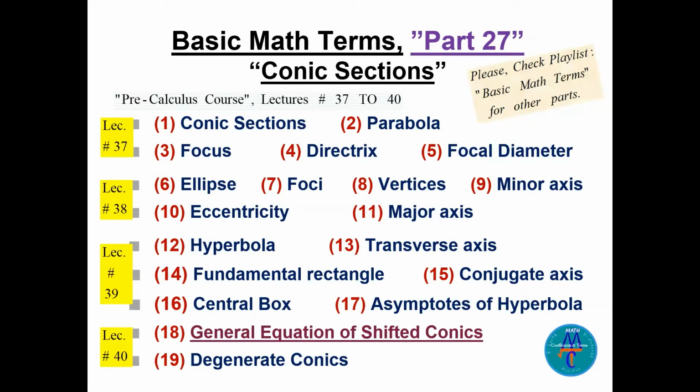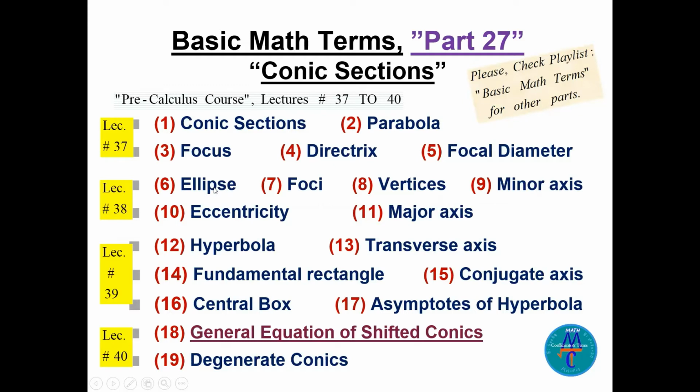This is Basic Math Terms, part 27, about conic sections. These terms are coming from lectures 37 to 40 from the pre-calculus course. The terms are conic sections, parabola, focus, directrix, and focal diameter. This is from lecture 37.